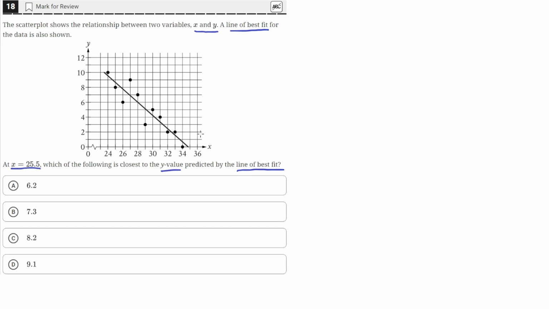equals 25.5. So the straight line here is the line of best fit for these data points. And at a value of x equals 25.5, which is about right here on the x-axis, if we go up from 25.5 on the x-axis up to the line, we see that the line predicts a y value that's a little bit above 8. So the answer choice that gives us a y value a little bit above 8 is answer choice C, 8.2. So 8.2 is the right answer.